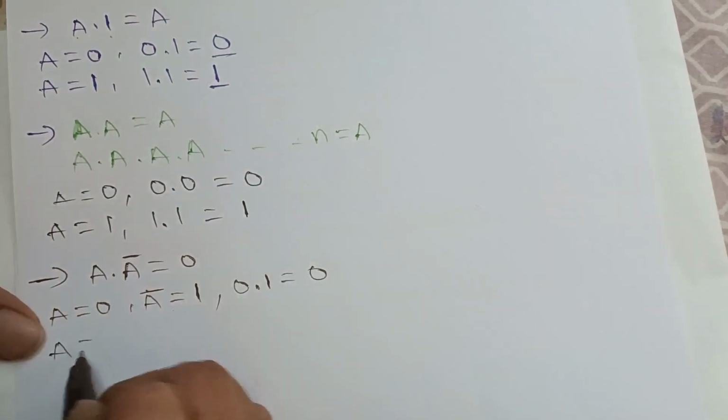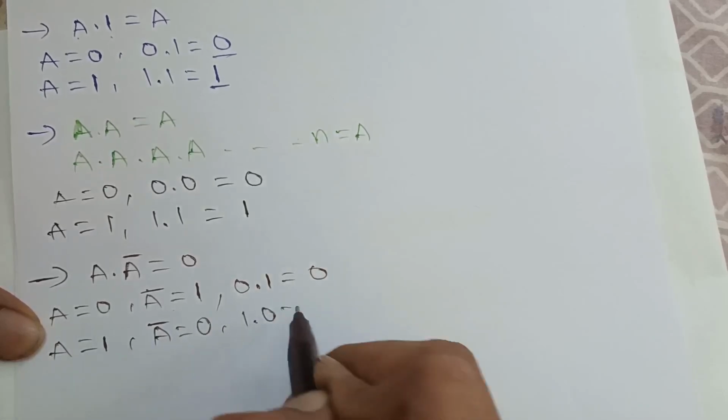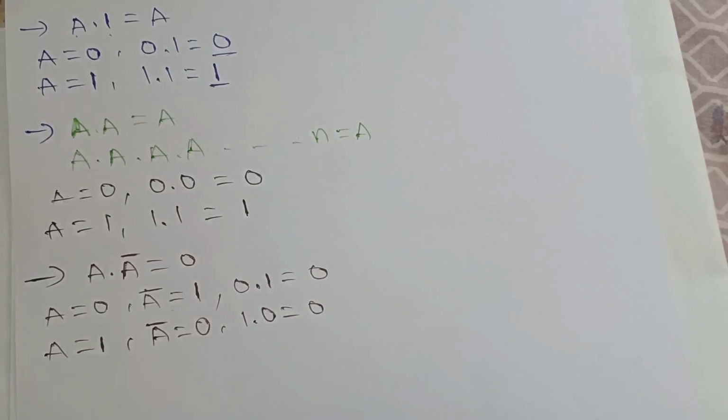Next, take a as 1, the a bar value is going to be 0. So 1.0 is going to be 0. So these are some properties related to our AND operation, and these are the most important properties that we are going to use in our further videos as well for solving problems related to Boolean algebra. We'll see how the dot operation is distributed over the OR operation and how the OR operation is distributed over the dot operation.